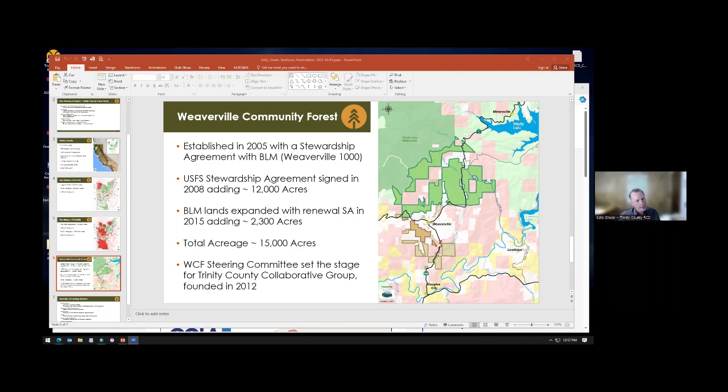And then after the first 10 years ran up at 2015 with BLM, they re-upped with us and added another 2,300. So we're at just shy of 15,000 acres. And that process was set up in such a way that there was, again, an informal steering committee made up primarily of the associated agencies and a lot of local interested parties. And they have guided a lot of the work that we've done, like thinning harvests within the community forest.